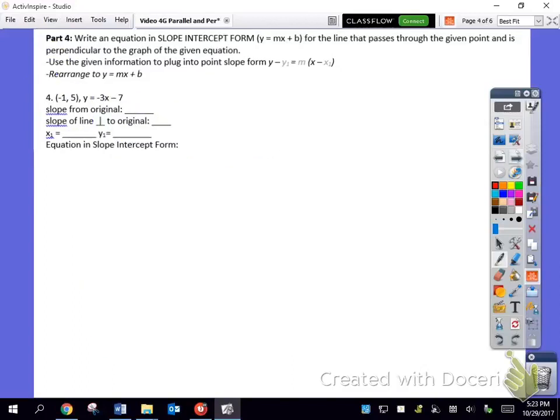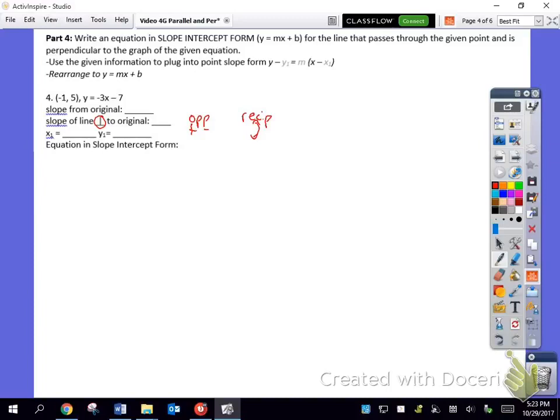On part 4, instead of parallel, it's perpendicular. Now remember, two things have to happen to be perpendicular. It has to be opposite, and it has to be reciprocal. It has to be those two things. Reciprocal is when you flip it. Opposite, if it's positive, it's negative. If it's negative, it's positive.